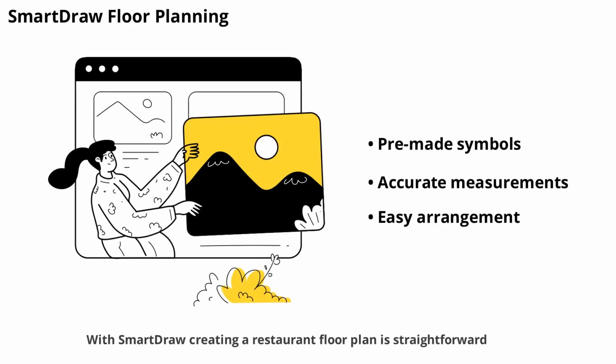With SmartDraw, creating a restaurant floor plan is straightforward. The software provides pre-made symbols for tables, chairs, kitchen equipment, and more. You can quickly arrange these elements to visualize your ideal layout. SmartDraw's precision tools help ensure accurate measurements, which is essential for maximizing your space and meeting safety regulations.